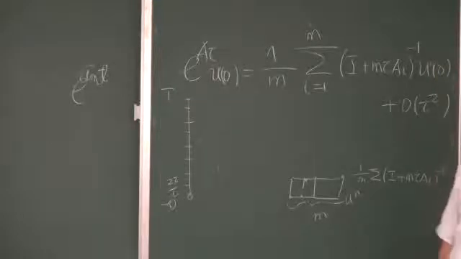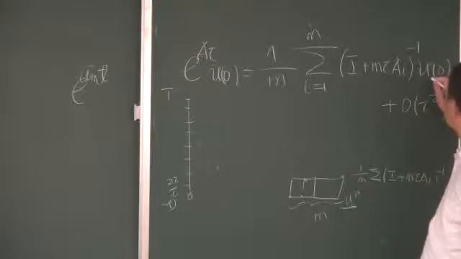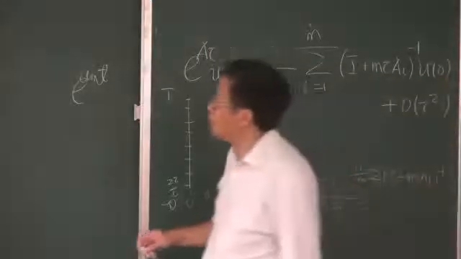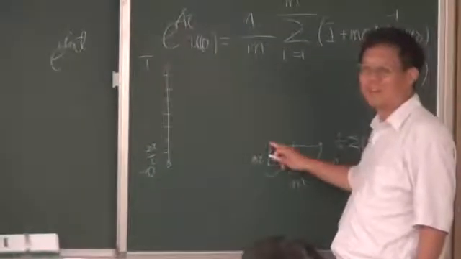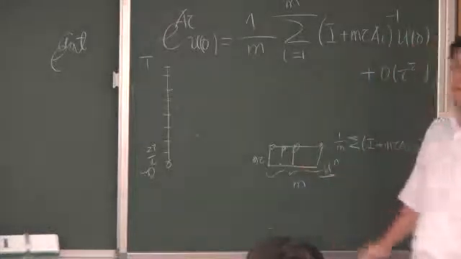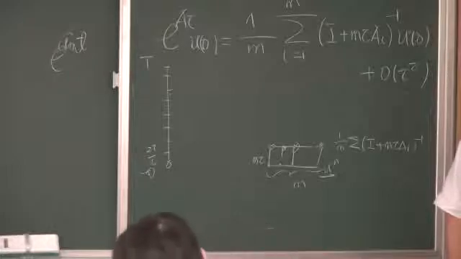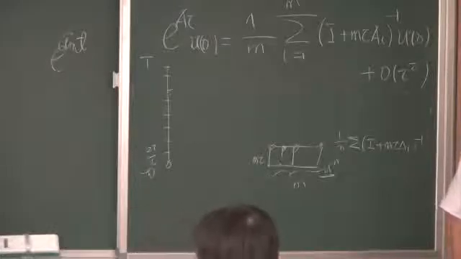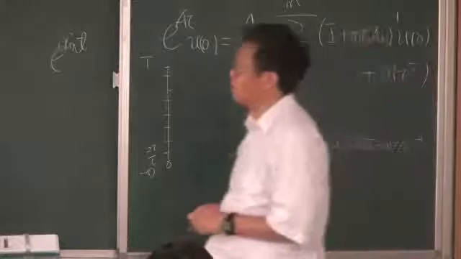So that's the difference. You solve each subproblem simultaneously, all starting with the same value. But here you see that the time step is m tau instead of tau. You put the m down. Once you solve to here, you sum all those values together, dividing by m. And this is the new method. Instead of solving one after another, you solve all of them simultaneously. So this is the so-called additive operator splitting.